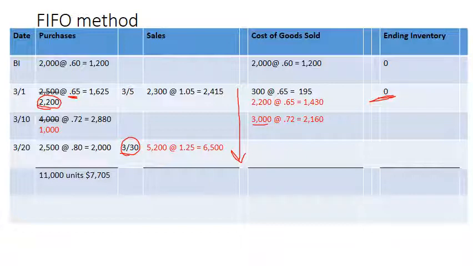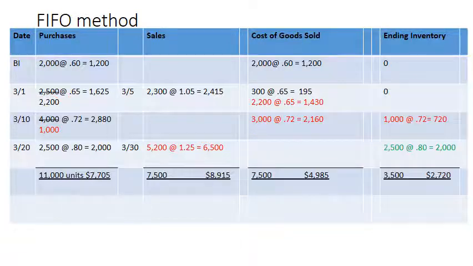So these units are made up of 2,200 that were purchased at 65 cents, 3,000 that were purchased at 72 cents. Okay, so that's how these were composed. So all of the units that were acquired at 65 cents are gone. Of the units that were acquired at 72 cents, there's 1,000 left, and we haven't touched the units that were acquired at 80 cents.